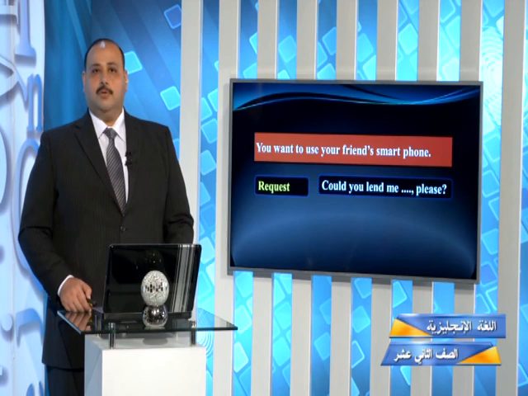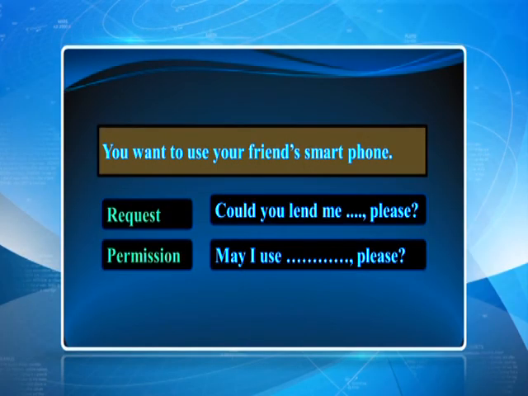Is it only about request? No, we can also have permission. When I say permission, you ask for permission. You want the owner of the smartphone to allow you, to permit you to use his or her phone. We say, may I use your phone, please? Can I use your phone, please? Or could I use your phone, please?